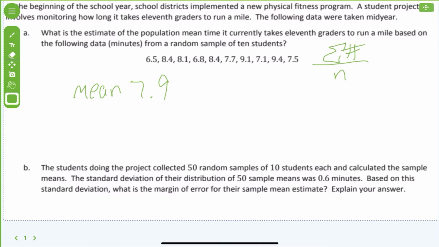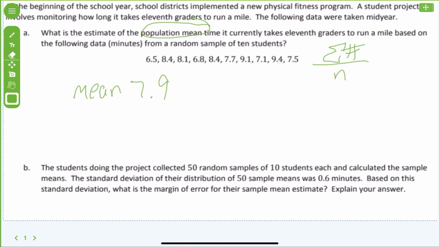That is an estimate of the population mean, though. We would use that because our random sample should mimic the entire population. So we can estimate that the mean of the entire 11th grade class would be 7.9 minutes, so almost 8 minutes to run 1 mile.